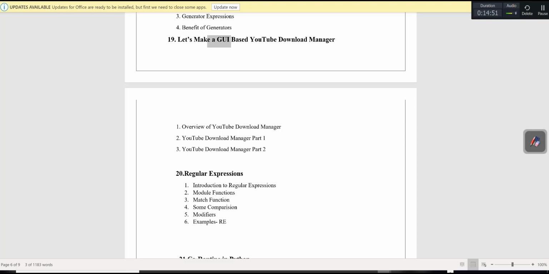So if you really want to become a system administrator and something more than that, then of course these are the courses that you're going to be taking.